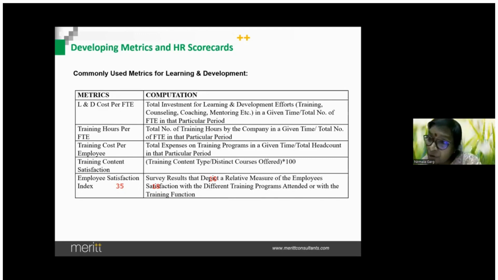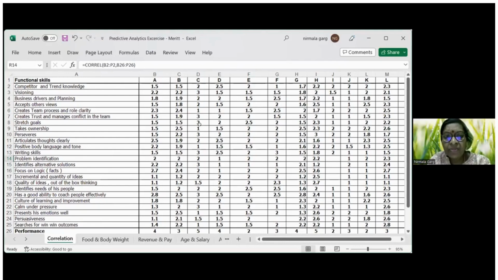Now again, you can have a laundry list of metrics, but you have to be very specific about which metrics are important for you. And the importance of those metrics is based on whether they are causing the effect or the impact on the results. Very clear? Okay. In an organization, B, C, D, E, F are all employees, names of employees.